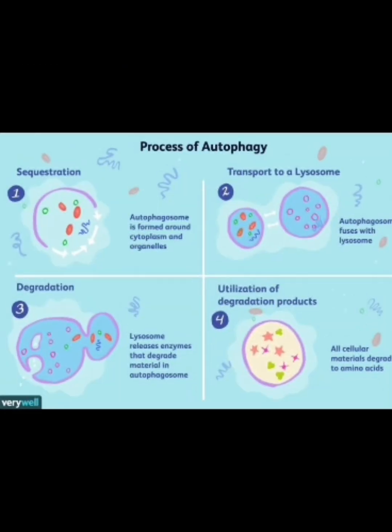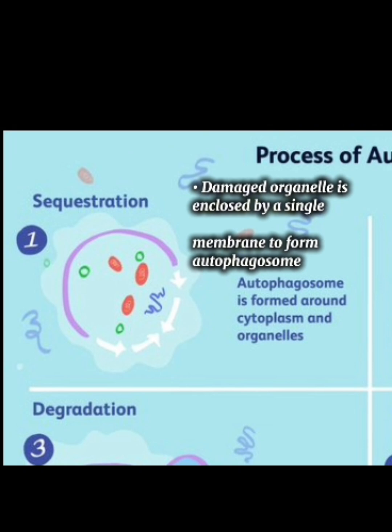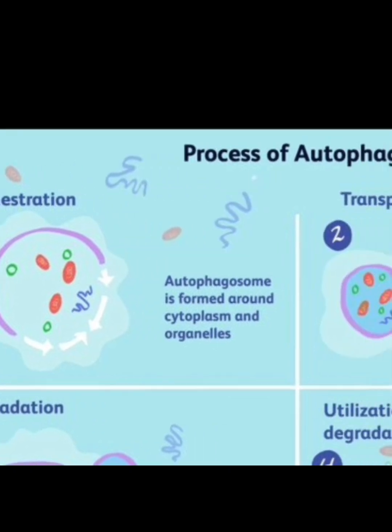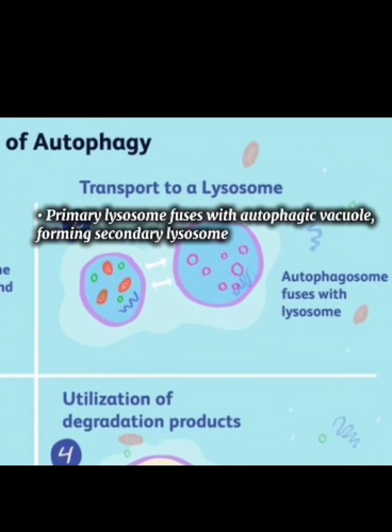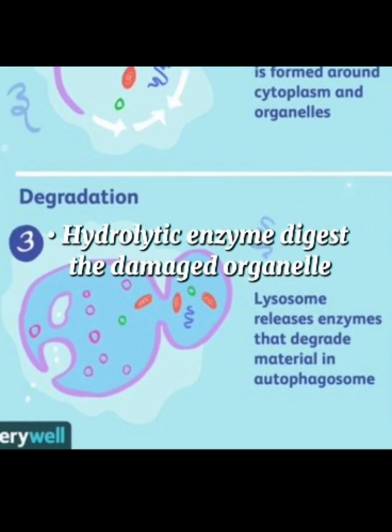The process of autophagy. The first process of autophagy is sequestration. A damaged organelle is enclosed by a single membrane to form an autophagosome. The primary lysosome fuses with the autophagic vacuole, forming a secondary lysosome. Hydrolytic enzyme digests the damaged organelle.